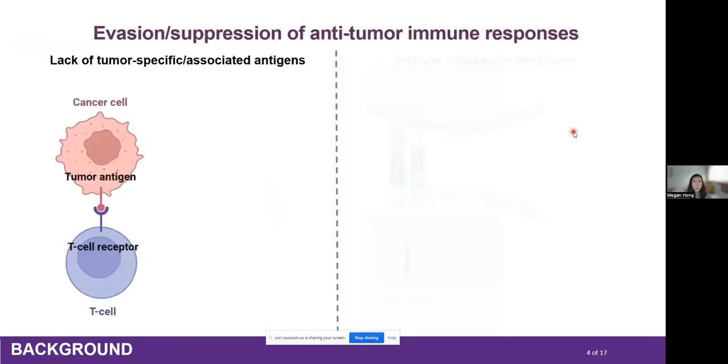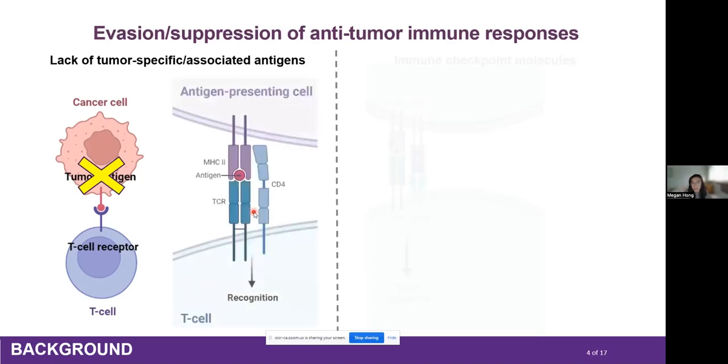Now, tumors can have or acquire several mechanisms to evade or suppress these anti-tumor immune responses. For example, if they lack the production of tumor-specific or tumor-associated antigens, the lack of these antigens would not allow for T cells to be activated or primed that can specifically recognize the tumor. So in a sense, tumors become invisible to the immune system.